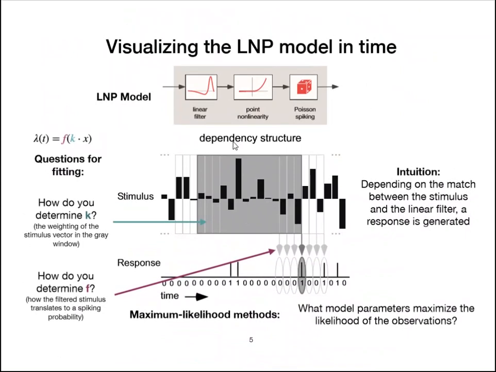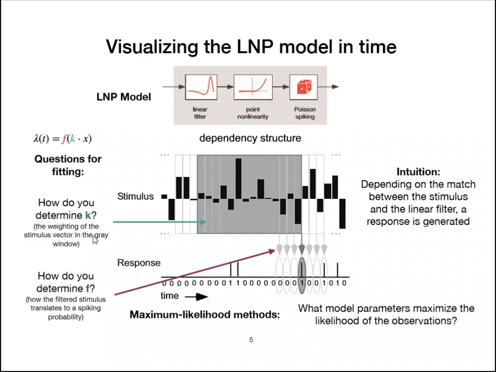If we visualize the LNP, the Linear-NonLinear-Poisson model, in time, we have some stimulus, and then we get a resulting response, some sort of spike, which we can represent as 0 or 1. If it fires, it's 1. If it doesn't, it's 0. There has to be some relation between the stimulus and response, so we have K, the linear filter, and F, the point nonlinearity.